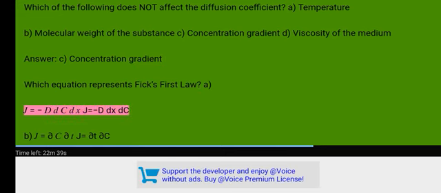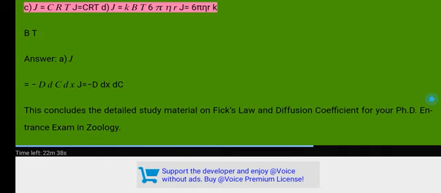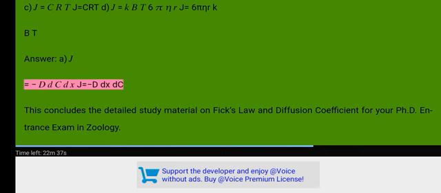Which equation represents Fick's first law? A. J equals minus D dC/dx. B. J equals partial C over partial T. C. J equals CRT. D. J equals k_B T divided by 6 pi eta R. Answer: A, J equals minus D dC/dx. This concludes the detailed study material on Fick's law and diffusion coefficient for your PhD entrance exam in zoology.